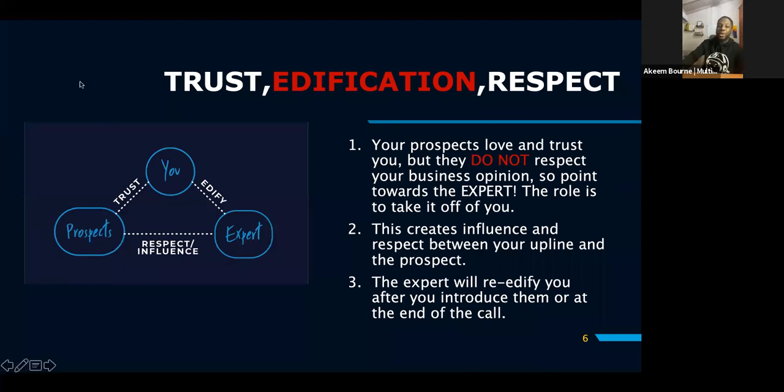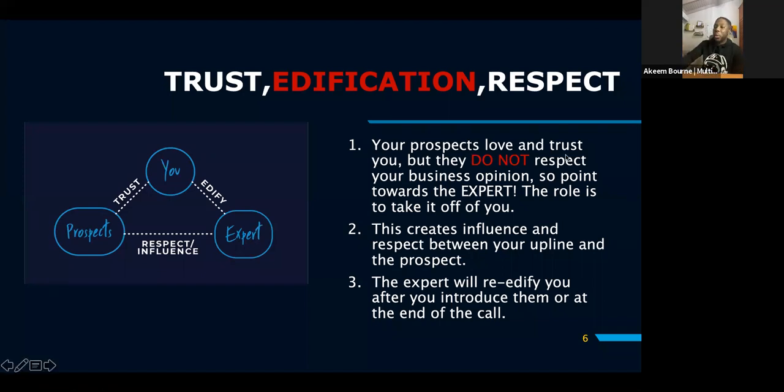The reason why I want to highlight the trust first is because, look what I have here. Your prospects love and trust you, but they do not respect your business opinion. You want to make sure you're clear on that. They don't respect your business opinion. They see you as a great friend. They see you as a great individual. They love you because you're a great musician or a great dancer or a great employee, whatever you do. But from a business perspective, they don't trust you as an individual, or more so respect you enough to give your perspective about business.